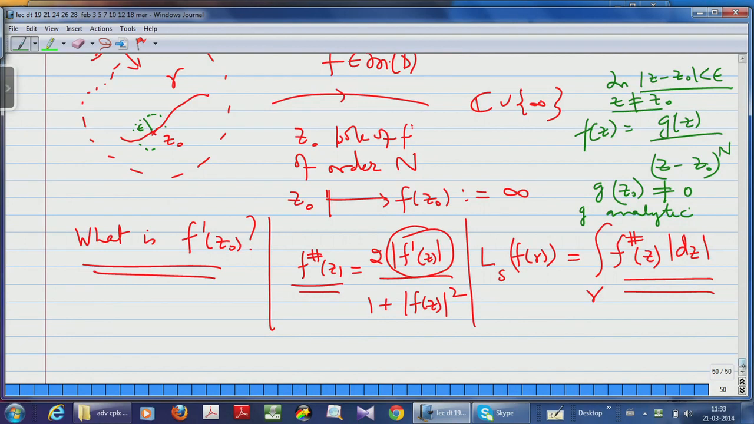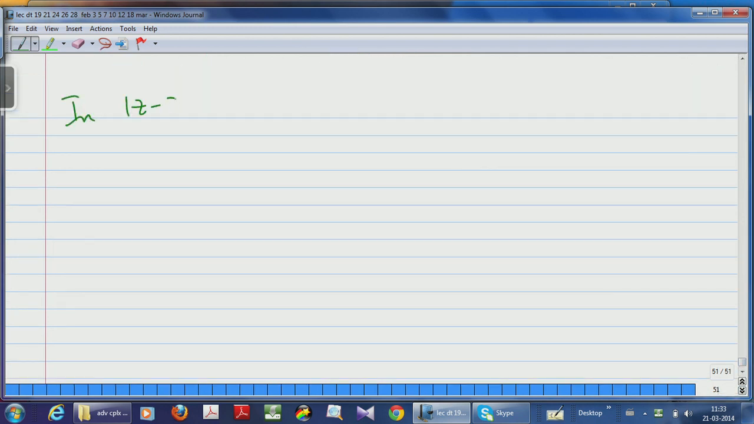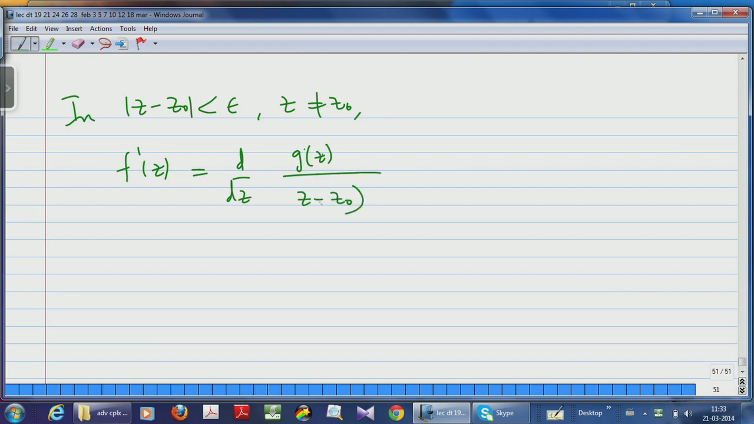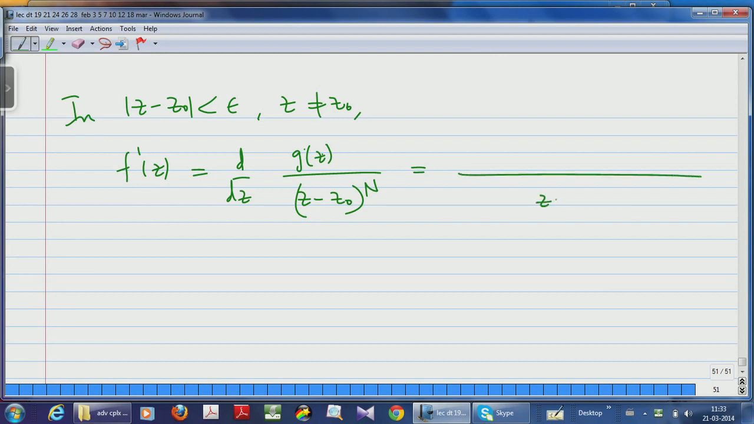So now let us do this calculation. In mod z minus z naught less than epsilon, z not equal to z naught, what is f dash of z? F dash of z is just d by dz of f of z, which is g of z by z minus z naught to the power of n. You can calculate this by the quotient rule from basic calculus. So I will get z minus z naught to the power of 2n in the denominator, and in the numerator, z minus z naught to the power of n times g dash of z minus g of z times n times z minus z naught to the power of n minus 1.